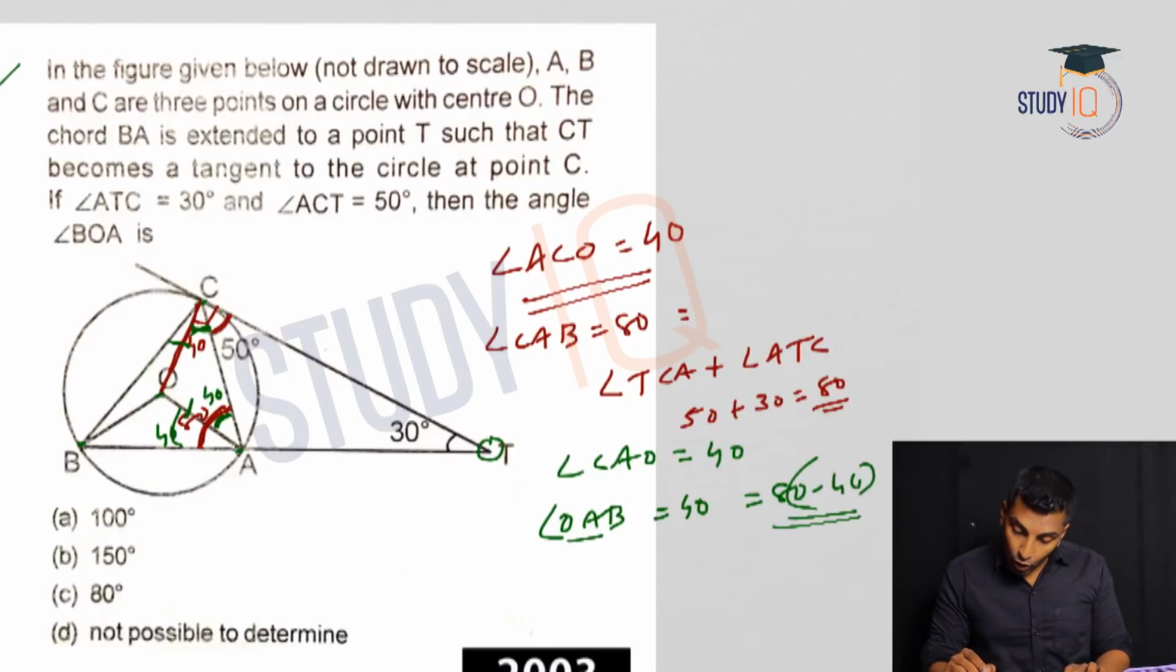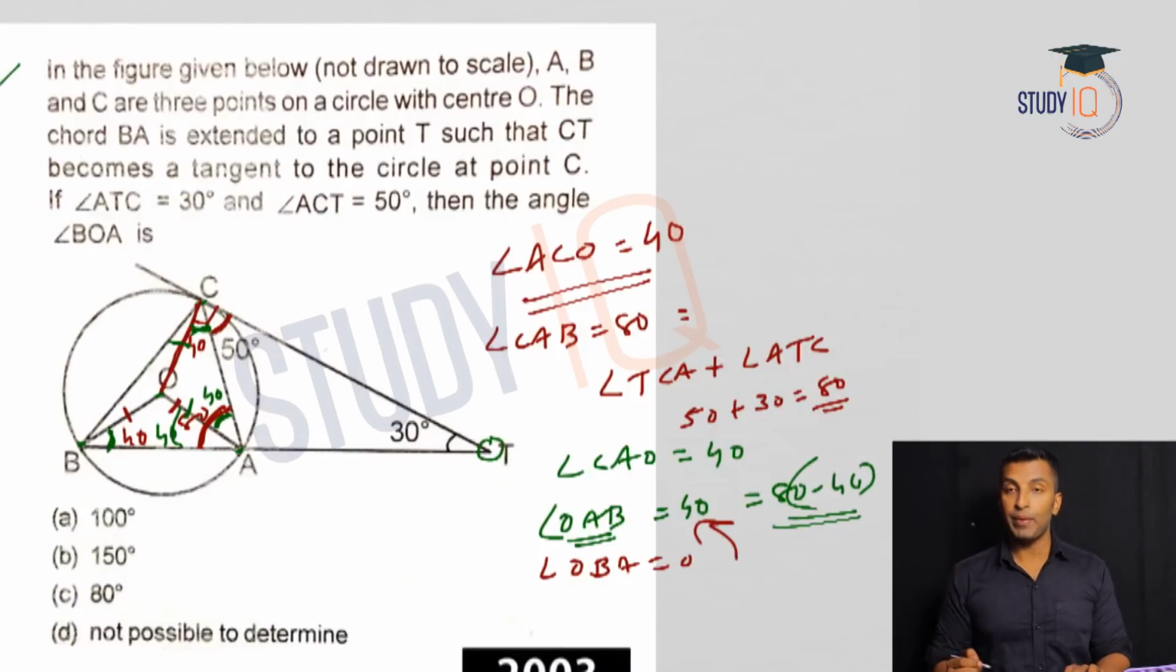Now, if angle OAB is 40, this angle OBA is also 40 because, if you look at this side and this side, both are radius again. So this is also going to be 40. So angle OBA is also 40. The reason is this angle OAB is 40. So I hope all these things are clear for you. So we got this also as 40.